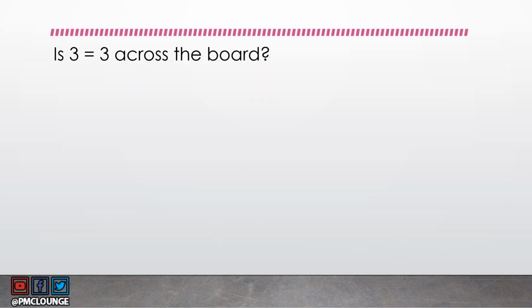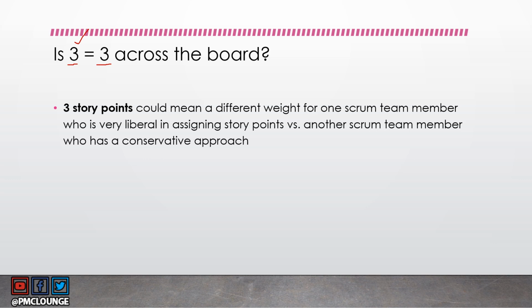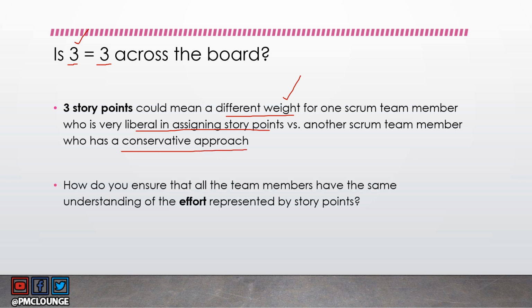Okay, so is 3 equal to 3 across the board? That's the crux of the question here, right? How do you ensure that 3 carries the same weight across the board? Every single Scrum team member should have the same understanding when they see the number 3 as story points on top of a user story. So 3 story points could mean a different weight or different effort for one Scrum team member who is very liberal in assigning story points versus another Scrum team member who has a conservative approach in assigning story points, right? So I hope you see the problem here.